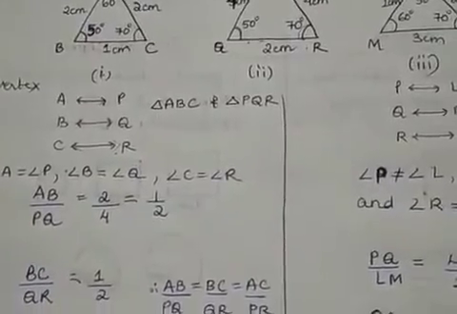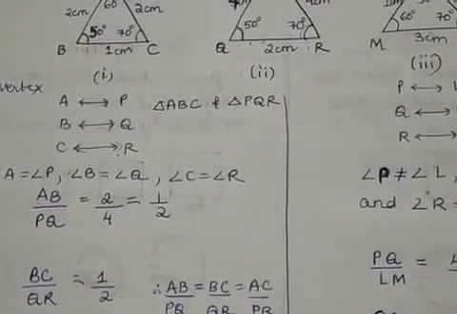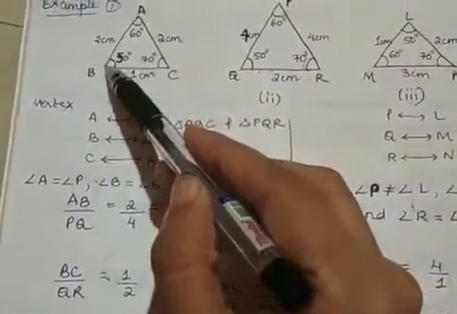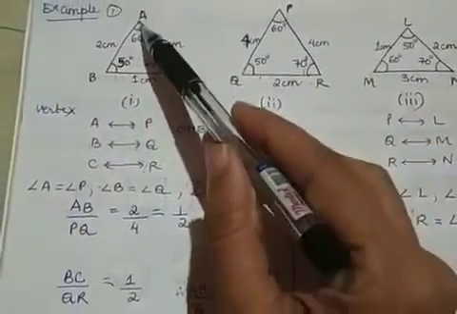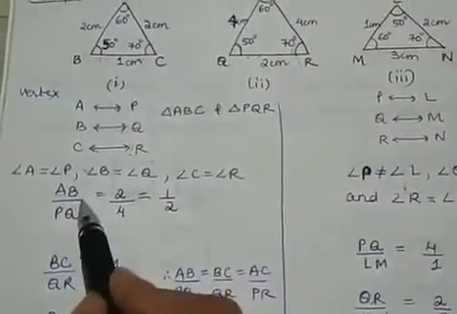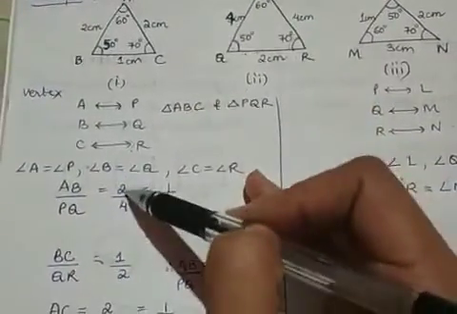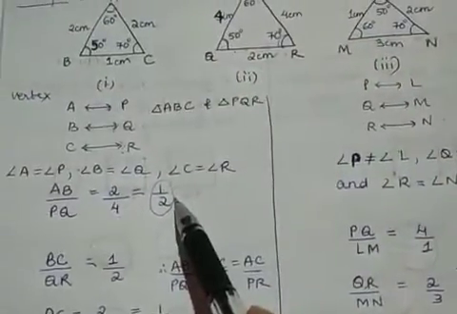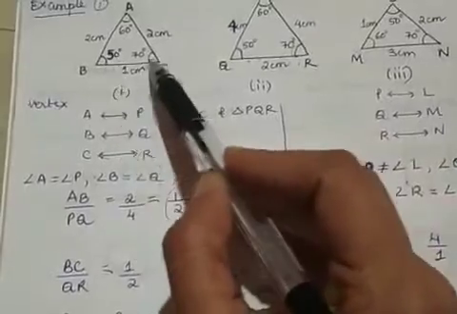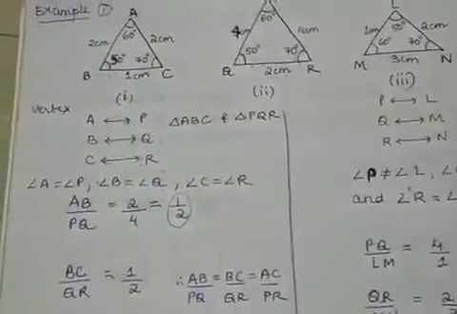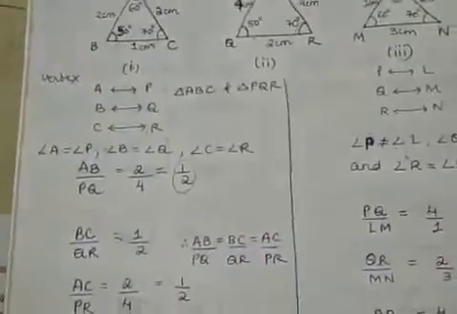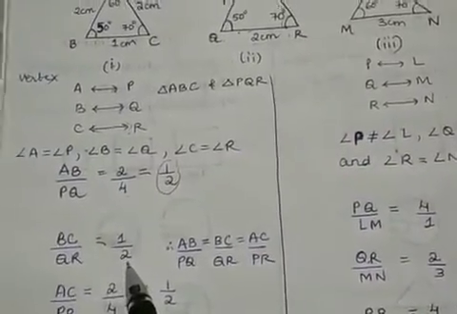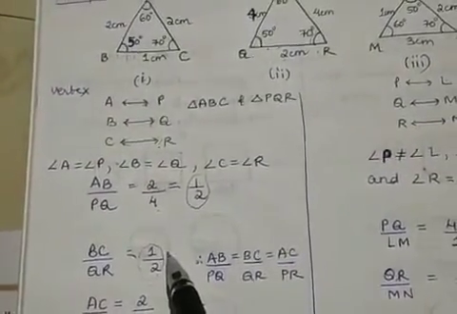Now we have to check if the corresponding sides are in the same ratio. What does it mean? Let us see. Which is the side corresponding to AB? The side is PQ. So we will divide AB by PQ and see what we get. AB upon PQ is 2 upon 4, which is half. So the ratio of these two sides is 1:2 or half. Next we will take BC, and the side corresponding to it is QR. So BC upon QR is 1 upon 2. So again it's in the ratio 1:2.